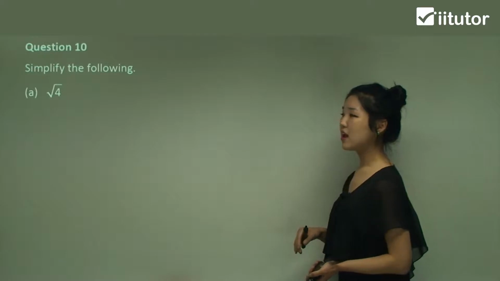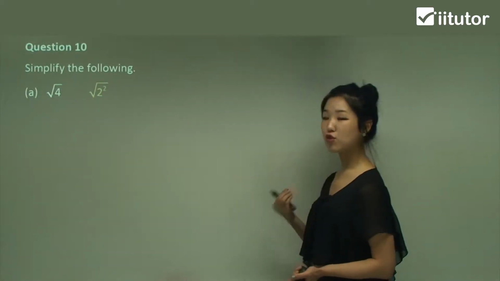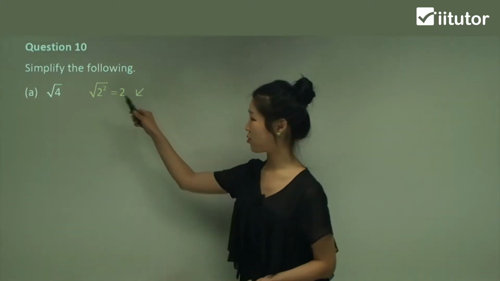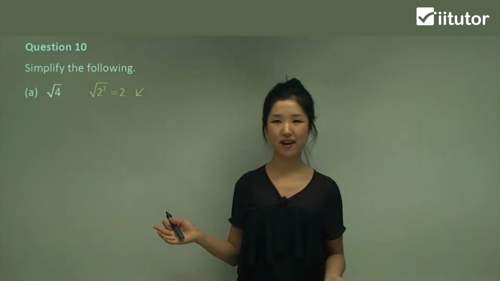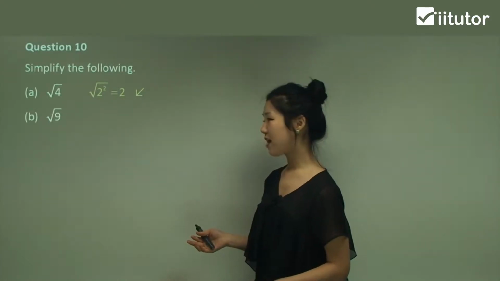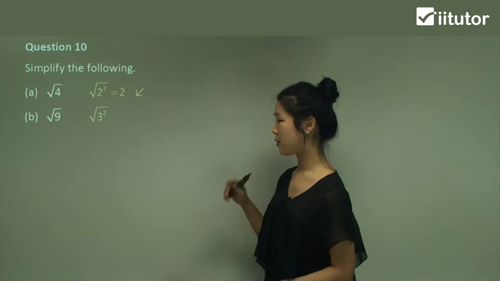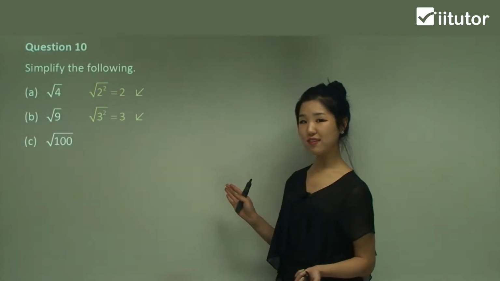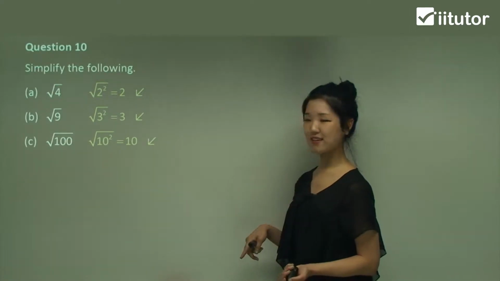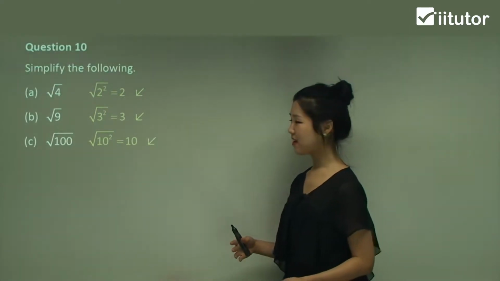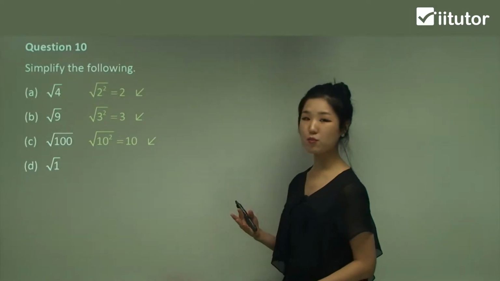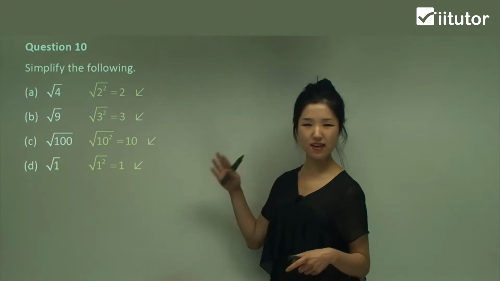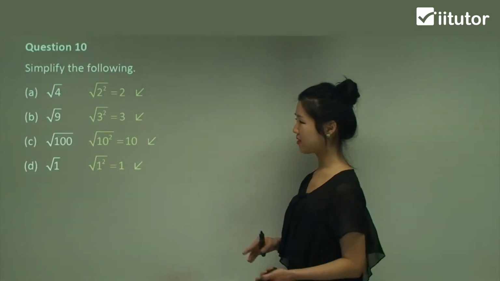Simplify the following. Now we know that root 4 is root 2 squared, because 4 is 2 squared, isn't it? So the answer is just 2, because the square root and the square cancel each other out. And root 9? 9 is 3 squared. So again, the answer is just 3. Root 100? 100 is 10 squared, so only 10 is left over. That's the pattern. Now D, root 1? 1 is 1 squared, so the answer is 1. That's pretty much it, guys. That's how the squares and the square roots work.